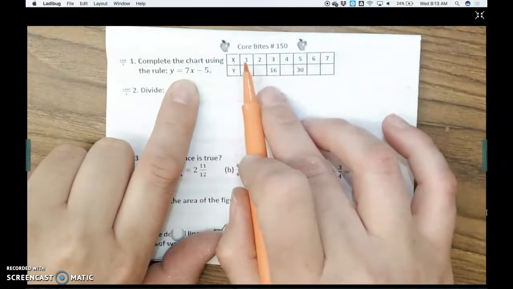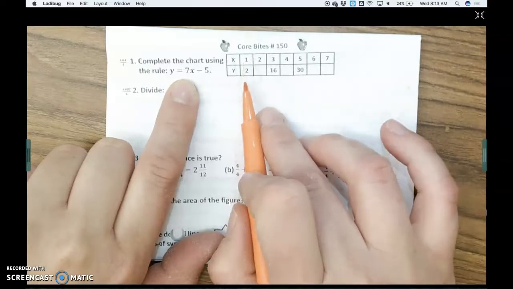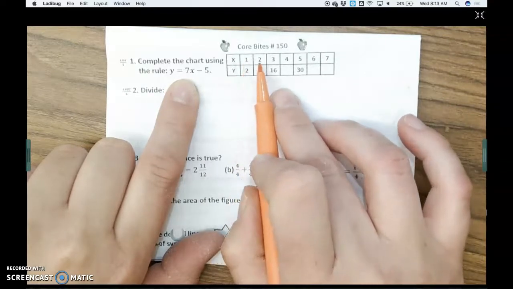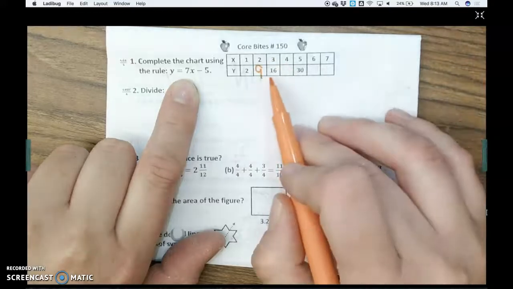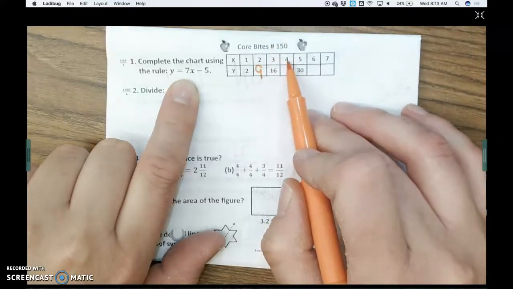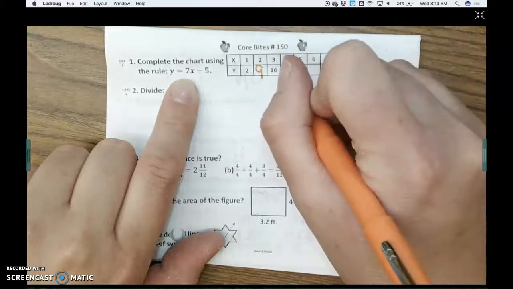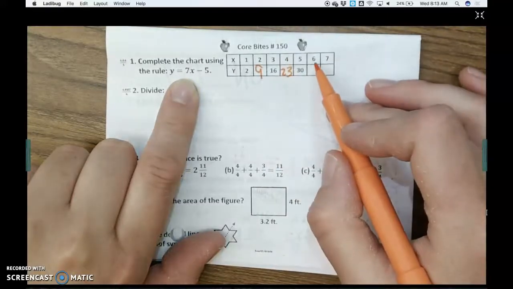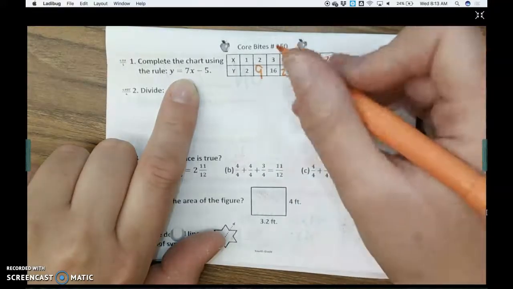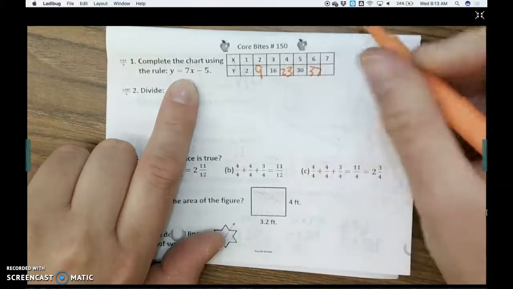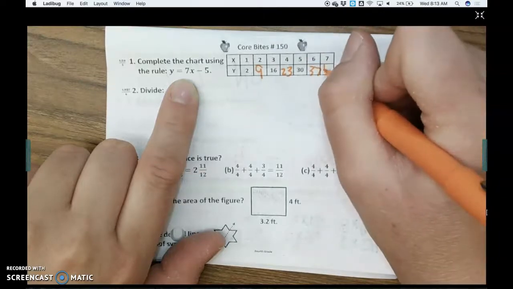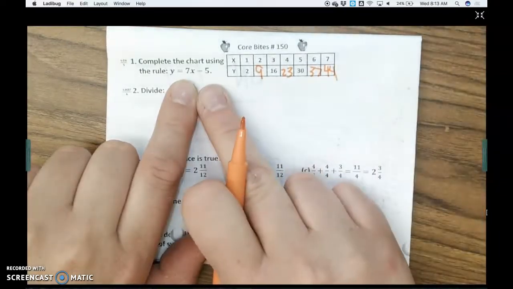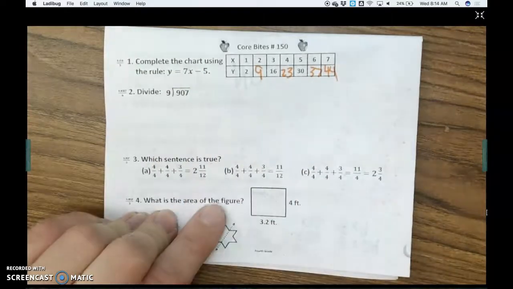So 7 times 1 is 7 minus 5 is 2. 7 times 2 is 14 minus 5 would give you 9. Then we know that's going to be right. So then 7 times 4 is 28 minus 5 is 23. 7 times 6 is 42 minus 5 is 37. And then 7 times 7 is 49 minus 5, which is 44. So all you do is just put the numbers in, and then that's how you get your answer.